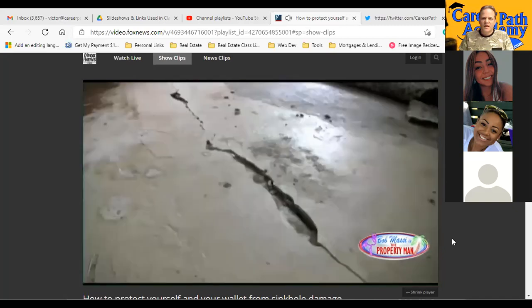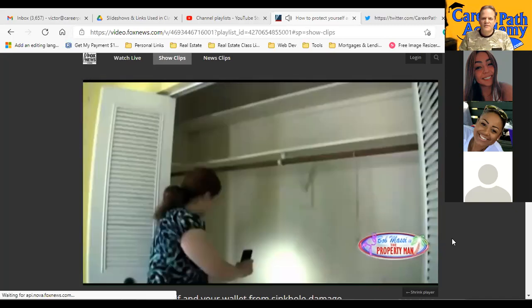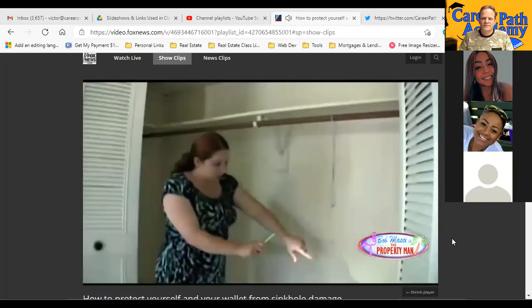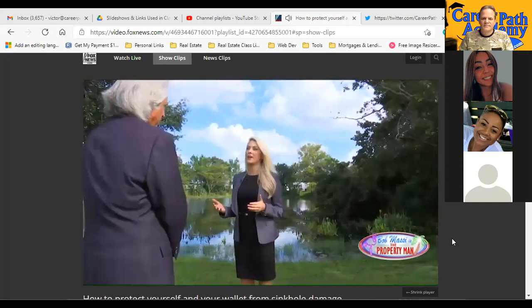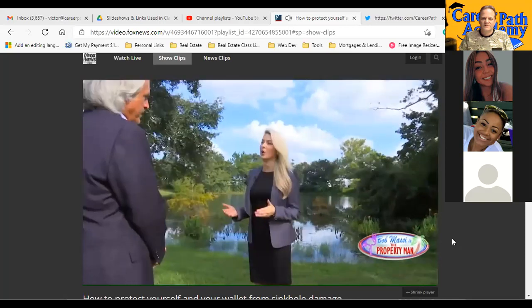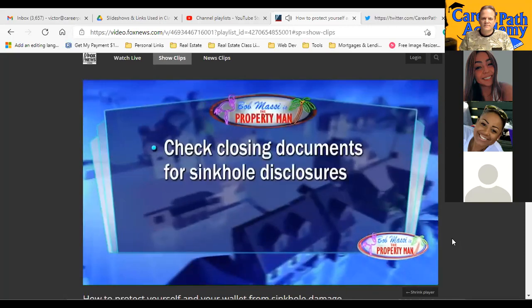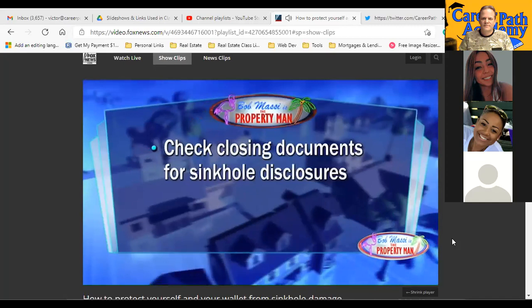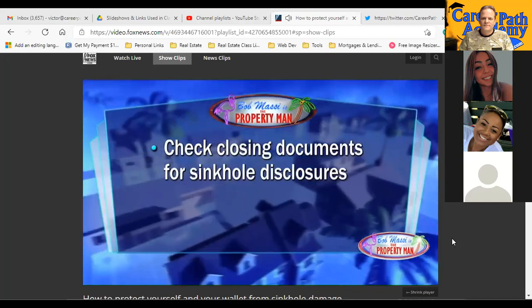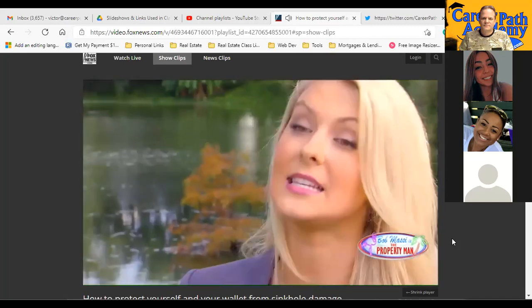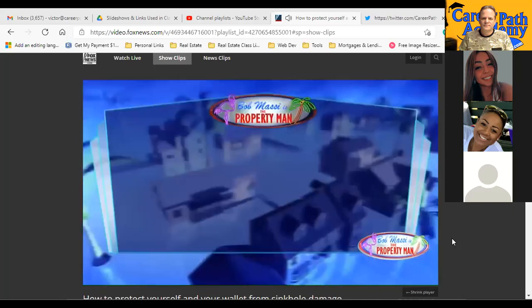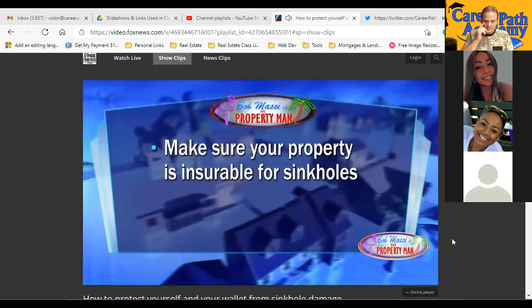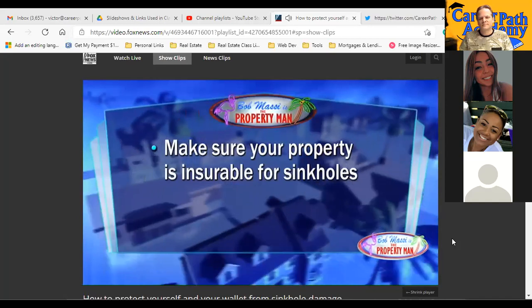So if you're representing the seller, what would you be telling us, their lawyers, to what they should do? During a due diligence or inspection period phase, anytime you're going to purchase a property, you want to first make sure that there are sinkhole disclosures in any of those closing documents that you're going to have. You want to also make sure that your property is even insurable. Make sure you can get coverage, especially when you're in those areas that have these high rates of sinkholes.